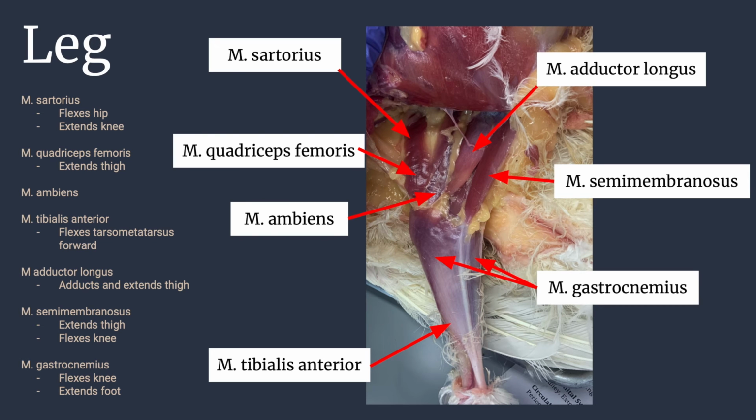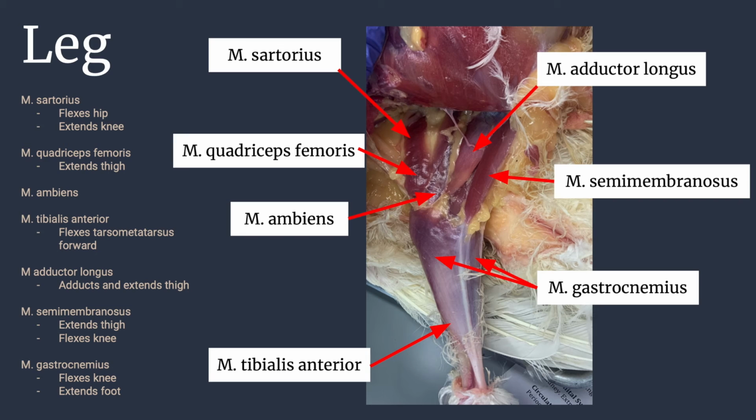Next you could see the leg of the chicken. Starting in the top left, you can see the sartorius, which flexes the hip and extends the knee. Moving on to the quadriceps femoris, which is an extension of the thigh. You can see the M. ambiens, which we were told we did not need to know.